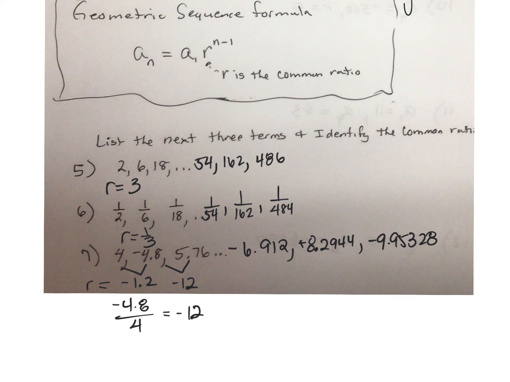What if I wanted to find a_10 for each of these sequences? Yes, how can I use the formula to find a_10?